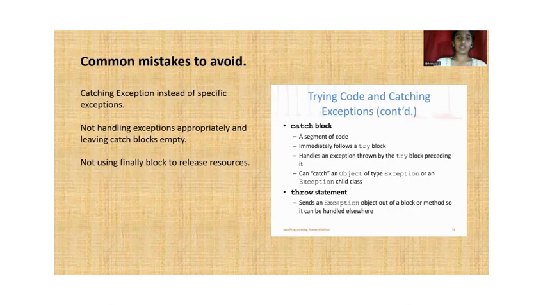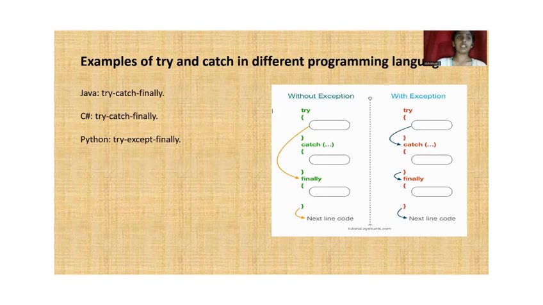Common mistakes to avoid: catching Exception instead of specifying the exception type, not handling exceptions appropriately and leaving catch blocks empty, not using the finally block to release resources. Examples of try and catch in different programming languages: Java, try catch finally; C#, try catch finally; Python, try except finally.